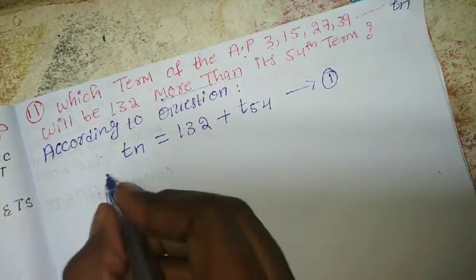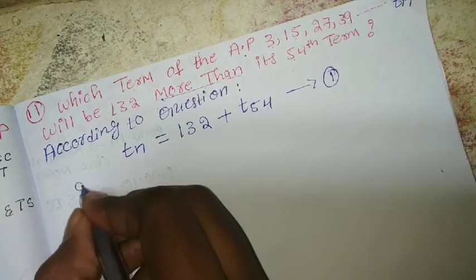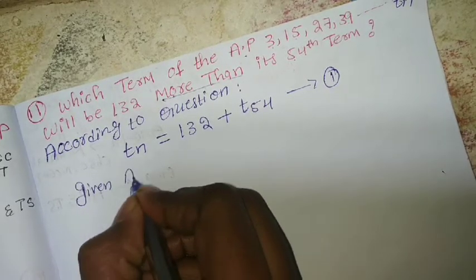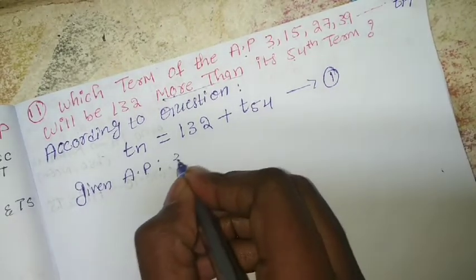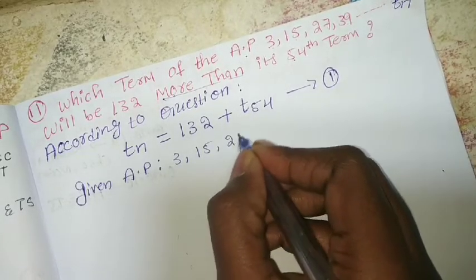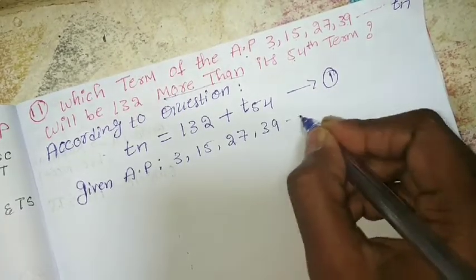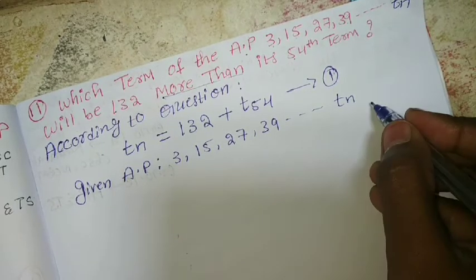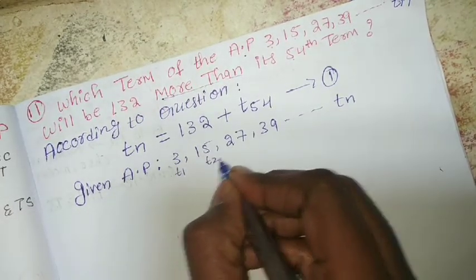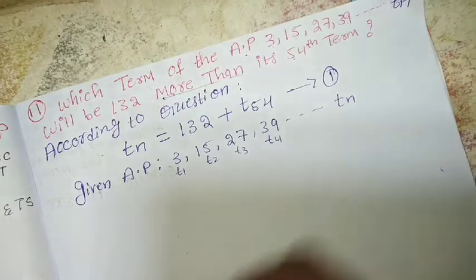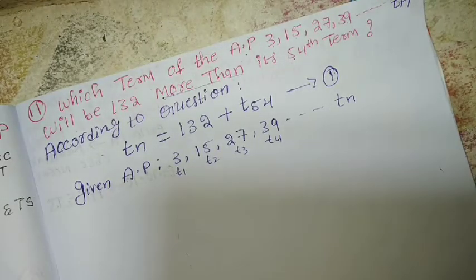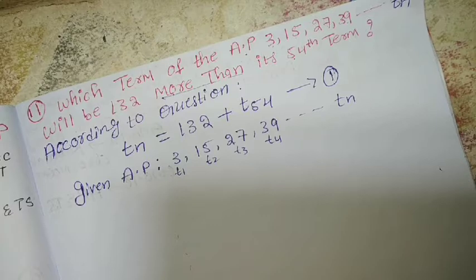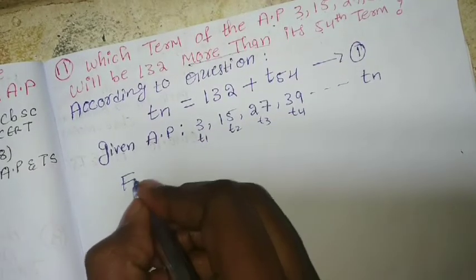Okay. So what is an arithmetic progression? Given AP, what have they given here? 3, 15, 27, 39 and so on. Tn, term n, we don't know, so we keep term n, Tn. So this is term 1, term 2, term 3, term 4, right? What do we have to find here? We need to find the first term and the common difference.